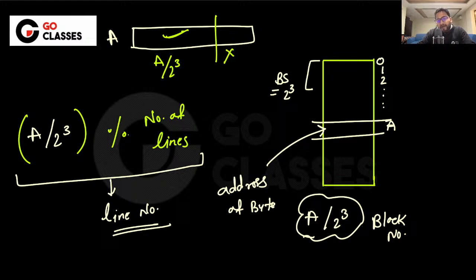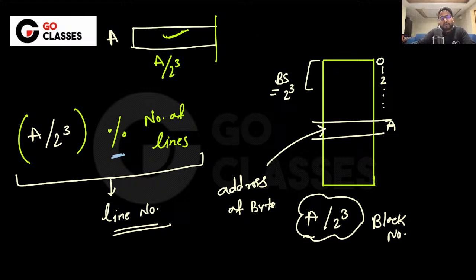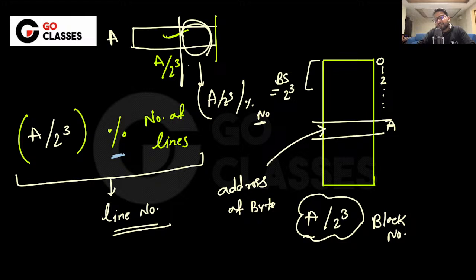Whenever you divide, it basically means you are talking about the first half. Whenever you're doing the mod, it means you're talking about the second half. So if you are doing this mod, you are talking about this part, the second half. You only have this A 2 power 3, and from it we need the second half. This is why it is A mod 2 power 3, mod number of lines. For the first half we need the division, for the second half we need the modulo operation.